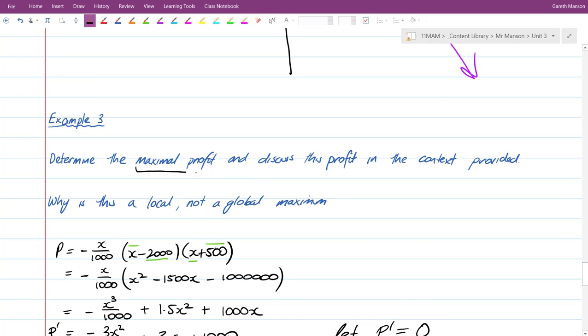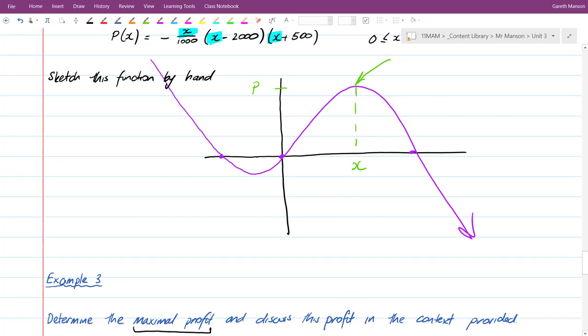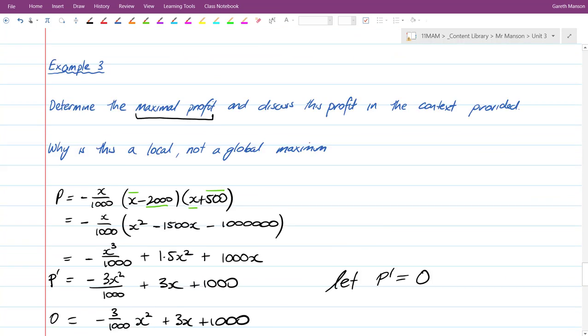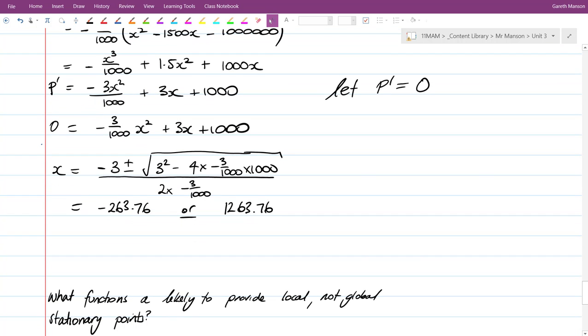Determine the maximal profit. This is where I've got to go back and actually determine the maximal profit. Now, if I go back to this context, I don't know what X is. X might be the number of litres of orange juice I sell, in which case it's a continuous variable, and I could do 1,263.76 in my continuous variable, but I might also have to deal with a discrete variable. Might be that X is the number of t-shirts I sell, and I can only sell 1,263 or 1,264.